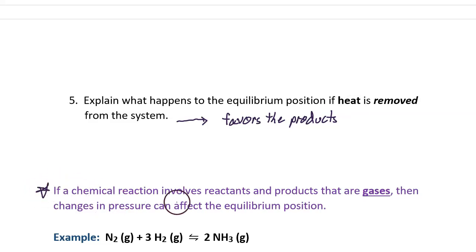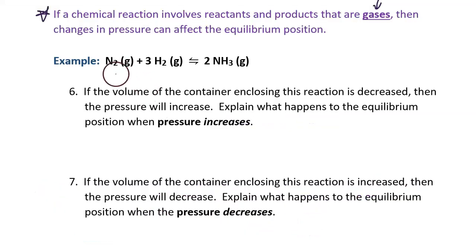If a chemical reaction involves reactants and products that are gases, then changes in pressure can affect the equilibrium position. N2 gas plus 3H2 gas produces 2NH3 gas, and notice it's also reversible. Number 6, if the volume of the container enclosing the reaction is decreased, then the pressure will increase. Explain what happens to the equilibrium when pressure increases.